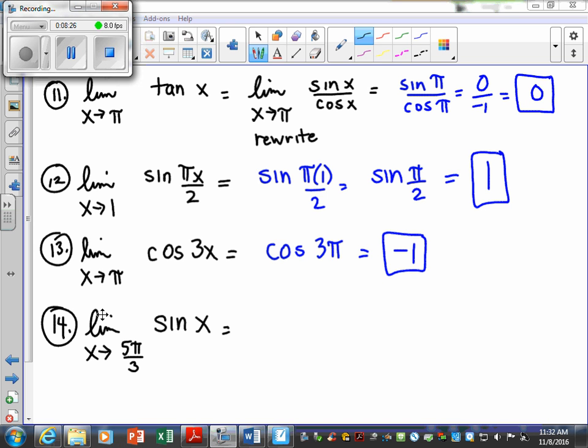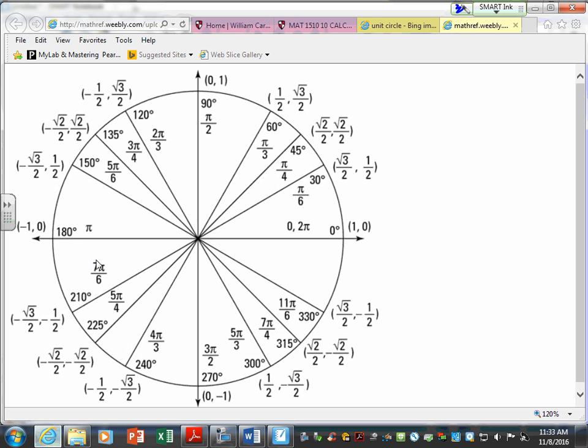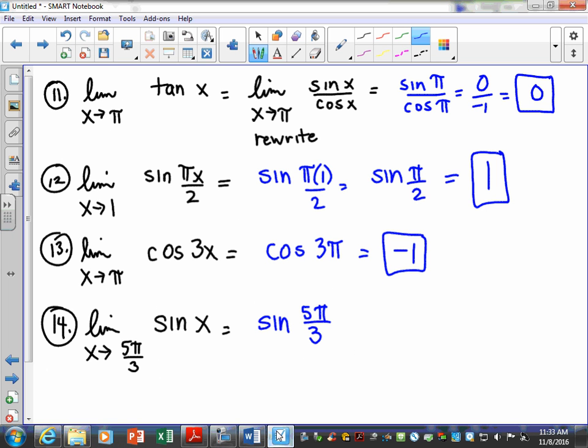Alright, limit of the sine of x as x approaches 5 pi thirds. Direct substitution, we'll attempt that. So we want to know the sine value at 5 pi over 3. Go look at our unit circle. 5 pi over 3, here. What's our sine value? Negative square root of 3 over 2. So, negative square root of 3 over 2. So use your unit circle to identify those particular values.